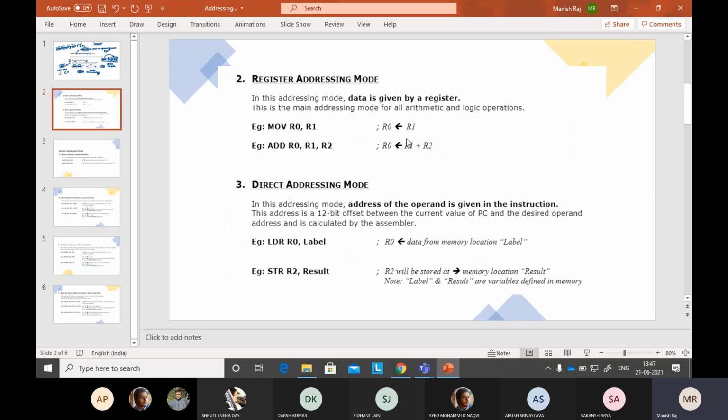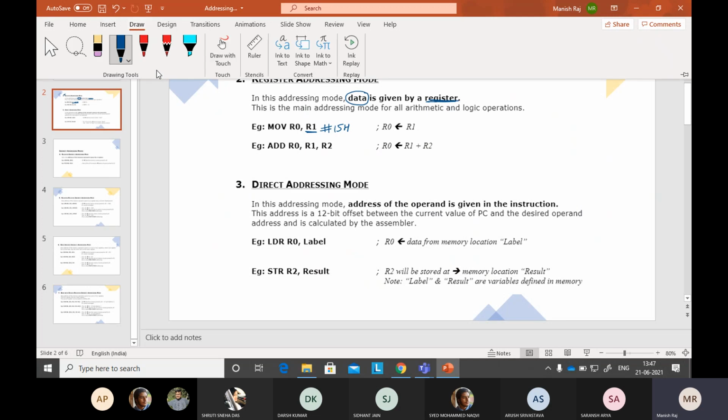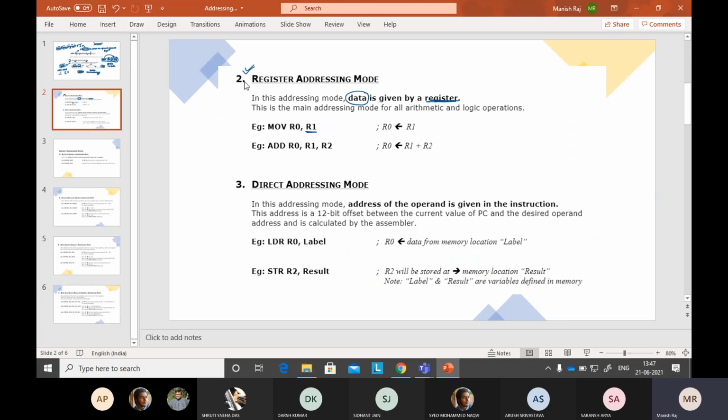In the second, this is the register addressing mode. Like the immediate addressing mode, here the data is given by the register. Last time in this position some hash and some value was written, but this time a register is written here. So you can understand the data is coming from the register. That's why I say this is the register addressing mode. Is it clear? Yes or no? These are very easy addressing modes.